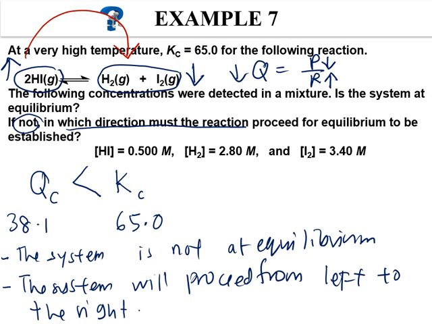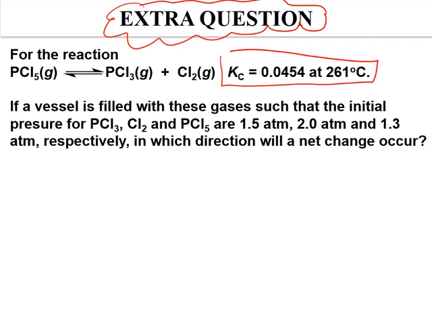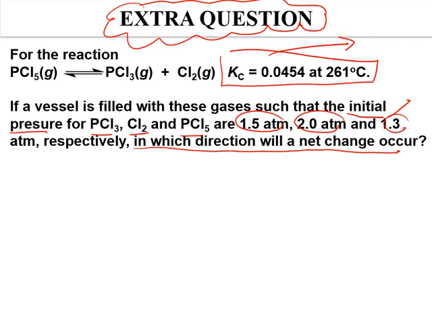Boleh? Okay, kita pula contoh extra question yang Madam sediakan. Ini misalnya soalan ni. Soalan Madam sediakan sendiri. Okey, soalan dia KC provided, and then if a vessel is filled with the gases such that the initial pressure, dia bagi initial pressure for the PCl3, Cl2 and PCl5 is 1.5 atm, 2.0 atm and 1.3 atm. In which direction will a net change occur? Okey, pelik tak soalan ni? Soalan ni dia bagi nilai KC, tapi nilai yang diberikan untuk initially adalah pressure.